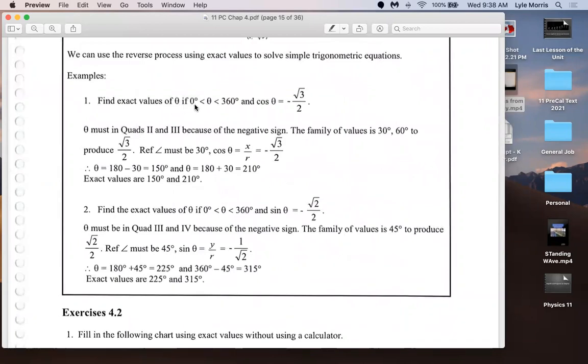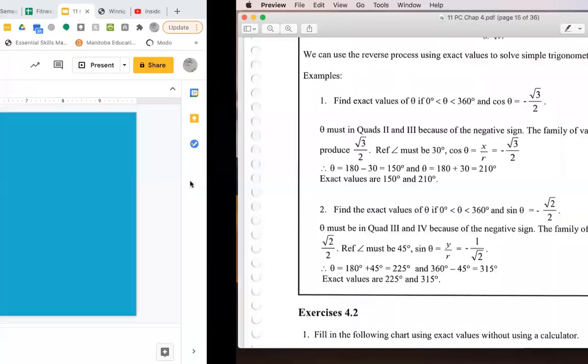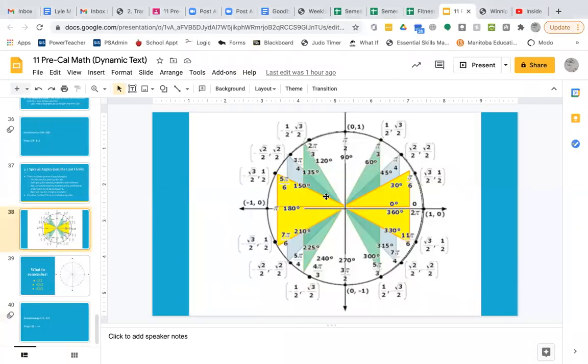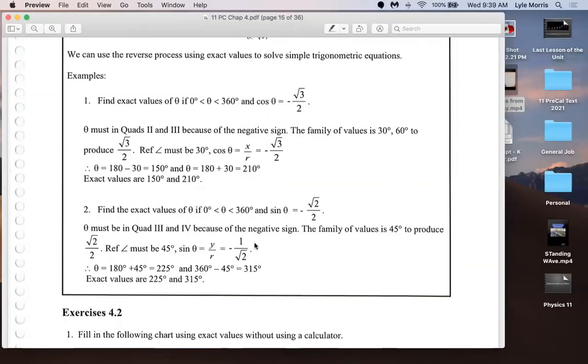Find exact values of theta if theta is between 0 and 360 and cos of theta is negative. So there's 2 possible answers. Okay, negative root 3 over 2, that means it's the long side. Again, you can just look at the unit circle and find the information, but there's 2 possible answers. Quadrants 2 and 3, I like how it says quads. 2 and 3 are where cos is negative. 150 degrees and 210 degrees. 150 degrees, negative root 3 over 2, 210 degrees, negative root 3 over 2.